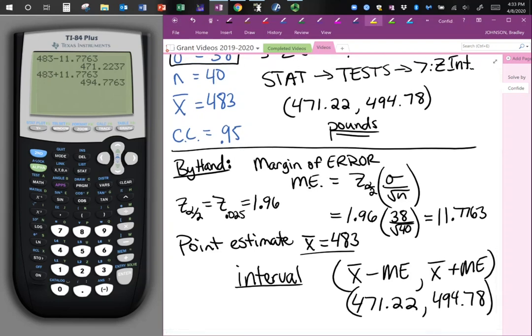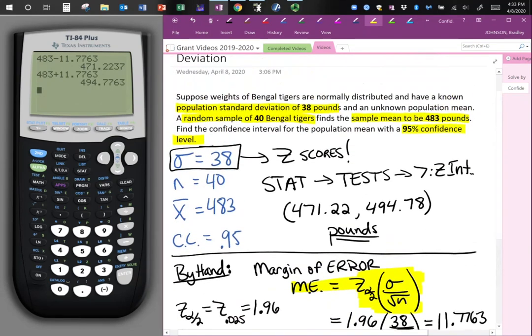So you can use the margin of error formula along with your point estimate to create the interval. And the interval will match identically what we got with the z interval button in our calculator. Now we use z-scores again when sigma is known.